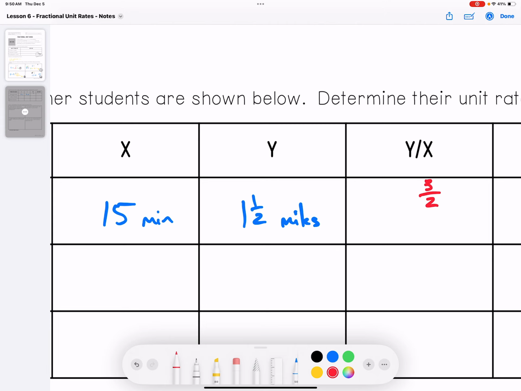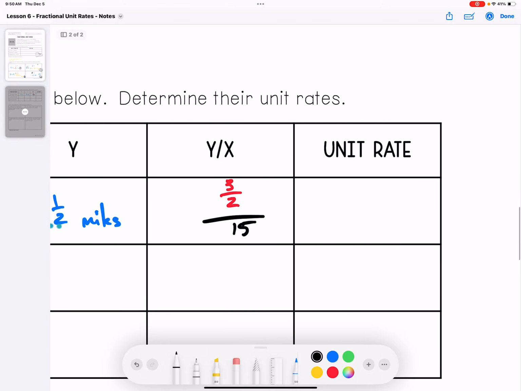Your calculator doesn't take mixed numbers if we haven't figured that out yet. 3 over 2 over 15. If you enter that in your calculator, which you're more than welcome to do, that will give you the unit rate. If you do not have a calculator, you'll have to go 3 halves divided by 15 over 1. Well, that is a keep change flip, okay? So you end up with 3 halves times 1 over 15, which gives you 3/30.